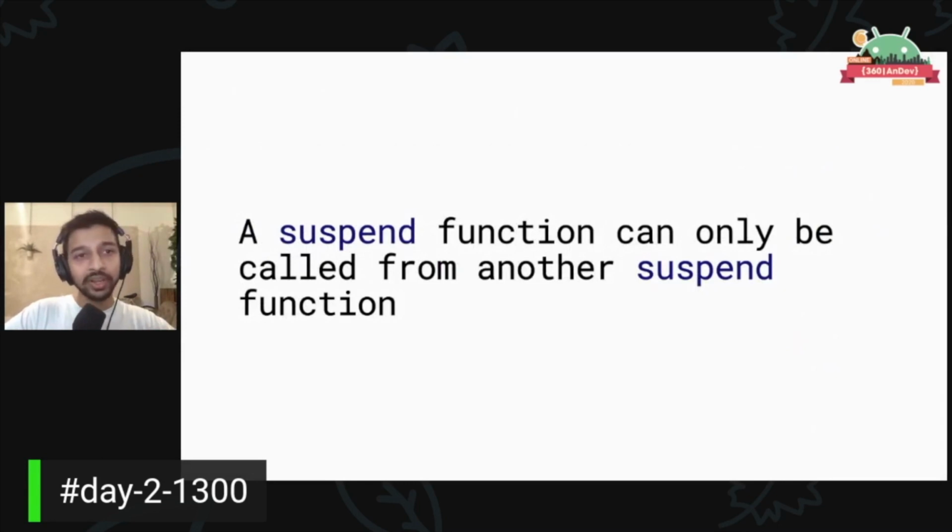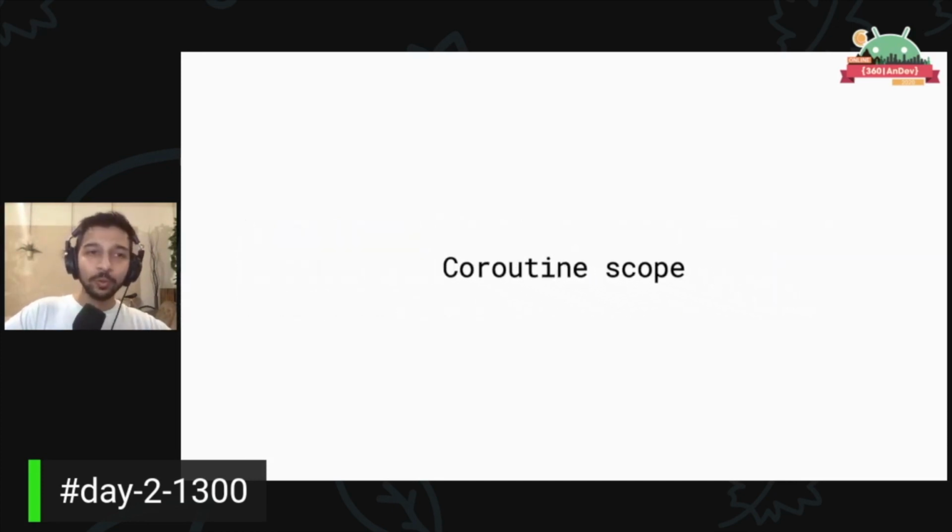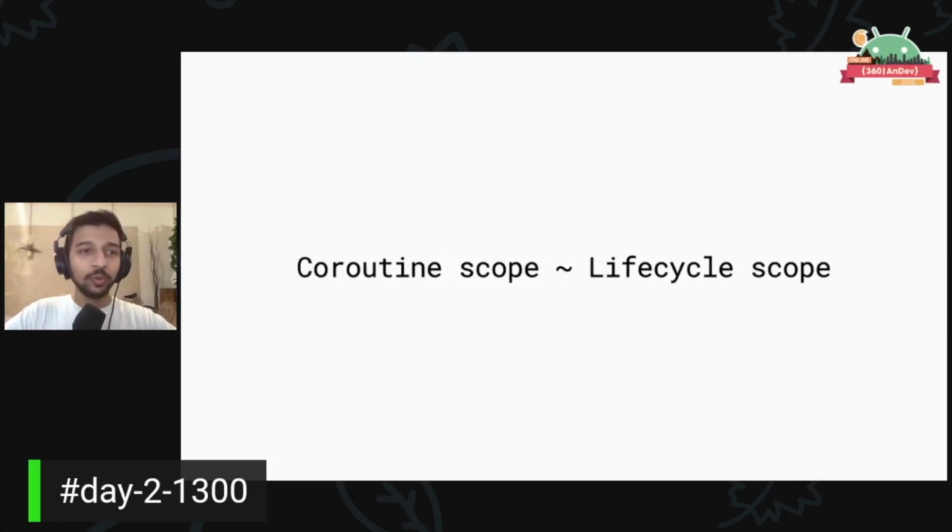One key thing to remember is a suspend function can only be called from another suspend function or a coroutine scope. A coroutine scope is basically something which represents the scope of the coroutines. Each coroutine needs a scope to run in, and when the scope is destroyed, all the running jobs inside the scope are also stopped or cancelled. This scope is generally associated with a lifecycle for simplicity. For instance, on Android, each activity has a lifecycle. And so the scope could be associated with the lifecycle of an activity.